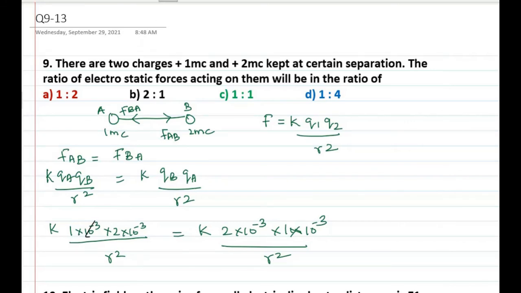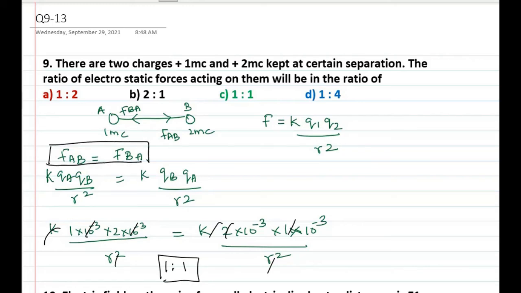K, everything, 2 to 1, 1, R square, everything gets cancelled. So we'll get the ratio 1:1. Left side, right side are equal. Because both are positive charges, the forces are repulsive, so FAB will be equal to FBA. So we'll get 1:1. So the answer is C.